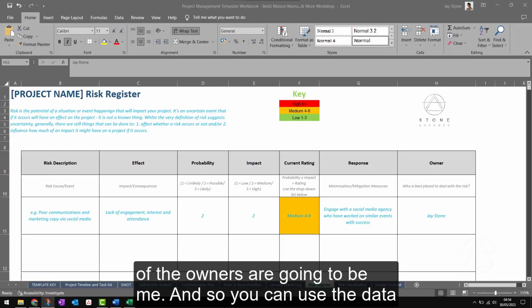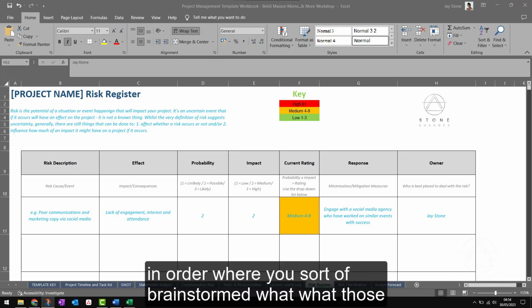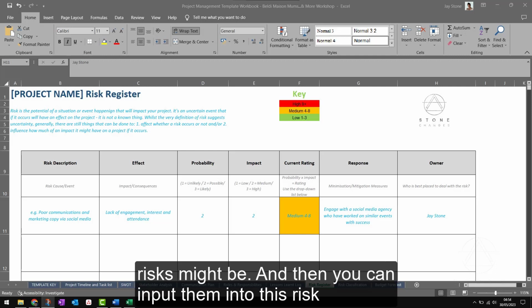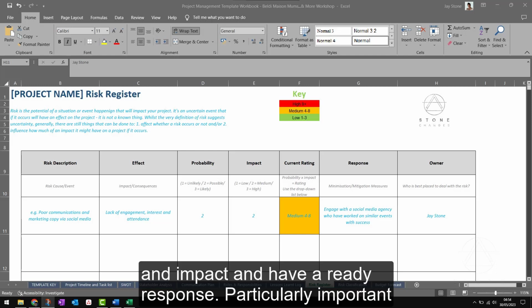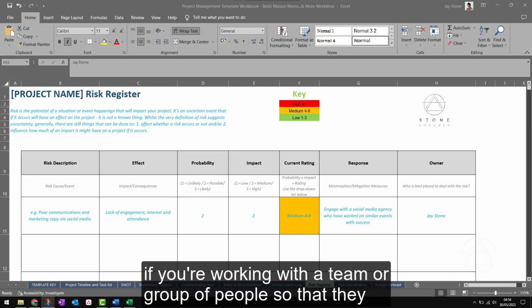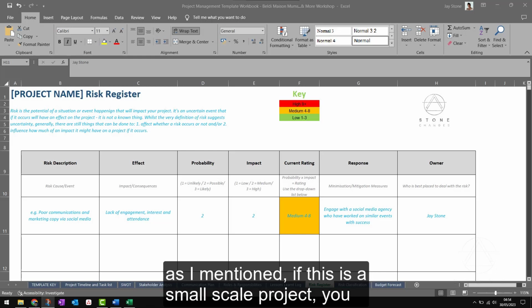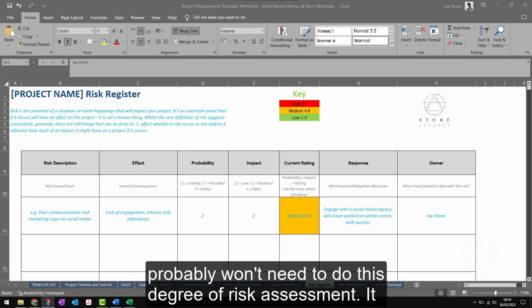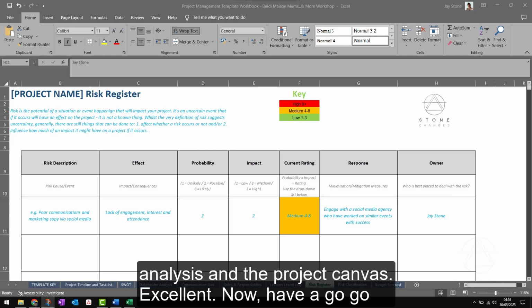And so you can use the data that you got from the SWOT analysis and the project canvas, where you sort of brainstormed what those risks might be. And then you can input them into this risk assessment and start to assess them based on their probability and impact and have a ready response. Particularly important if you're working with a team or a group of people, so that they understand how to respond to situations like this. But again, as I mentioned, if this is a small scale project, you probably won't need to do this degree of risk assessment. It may just be enough to have identified them in the SWOT analysis and the project canvas.